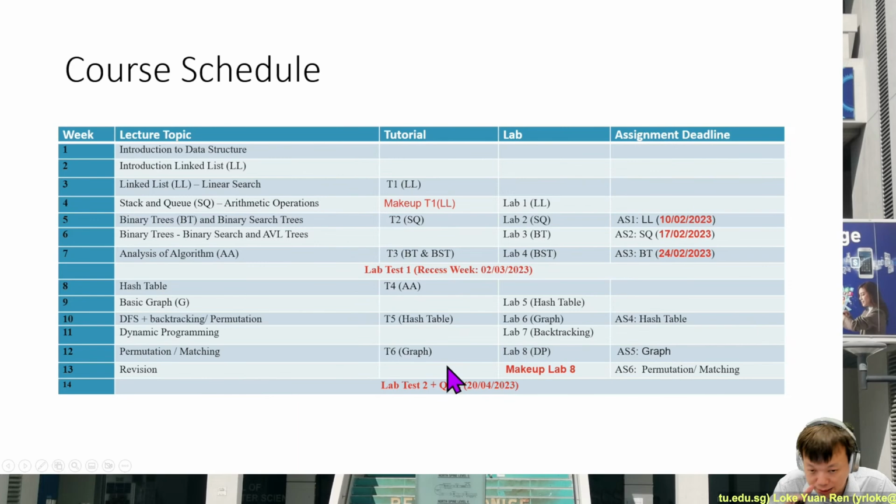Then at the end of this module, in week 14, which is 20 April, we will conduct another lab test too, together with a quiz. It's all in one. You can consider it's one test. Just like in this particular test, there's an MCQ and programming together. The MCQ part will test you on the concepts.